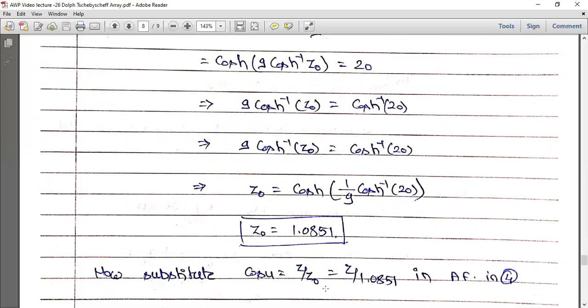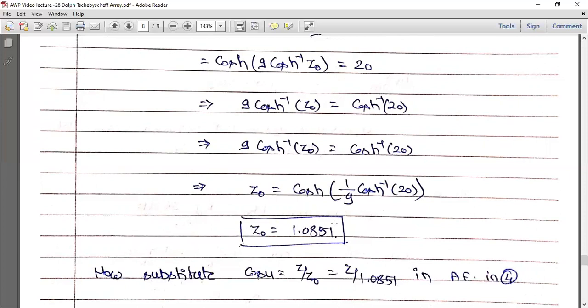Technically, when you substitute cos u is equal to Z, Z cannot be greater than 1 or less than minus 1. But when you define cos u to be Z by Z0, Z cannot be greater than Z0 or less than minus Z0. This will help us to pull this particular side lobe level, or this condition, or this value Z0 is equal to 1.0851 in our definition of the Chebyshev polynomial. Okay, so we replace cos u by Z upon Z0.